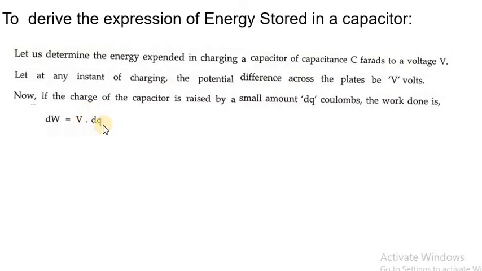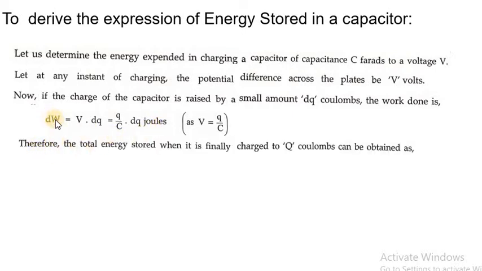So how much is the charge? That is dq coulomb. So dW is equal to V into dq. Now, V is equal to Q by C, because we know that Q is equal to CV. So we have expressed V in terms of Q by C, and we get the work done dW equal to Q by C into dQ joules. Why joules? Because this is the energy stored in a capacitor, so the unit is joule.